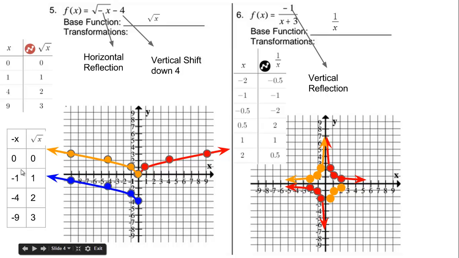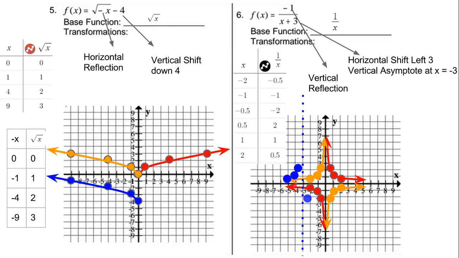Notice how we don't have to do the table of values for this because we are just doing a reflection. And we horizontally shift left 3, and that moves the vertical asymptote to x equals -3. So just move everything left 3, and we take the same shape there, and so that becomes our new function.